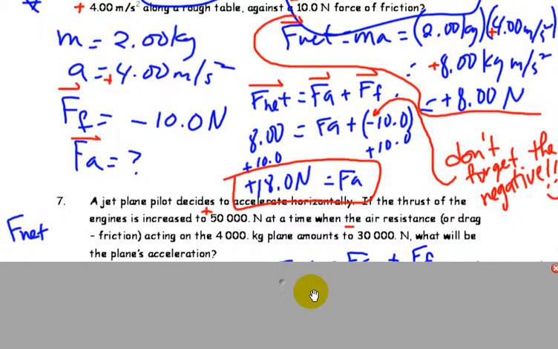Pause the video, see if you can figure it out. It's kind of like this question here reversed. Okay, so pause it, write down the variables that you know, and see if you can plan it out.